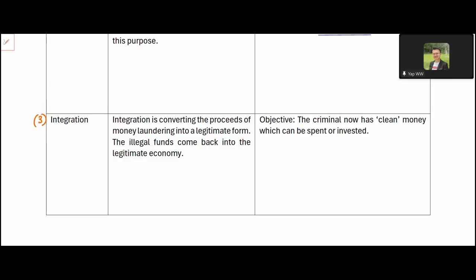Integration is the final step where the dirty money has been cleaned and you can spend it. You can invest it. Now the proceeds of the money laundering have already turned into a legitimate form. Say, for example, the company declared dividends and the shareholders will get those dividends. You ask him, where do you find so much money? He says, I invested in the correct company that can distribute so much dividends. That's why I make money.